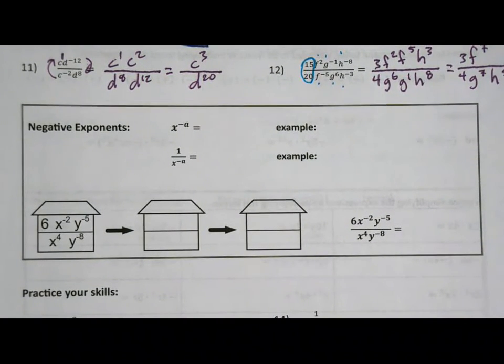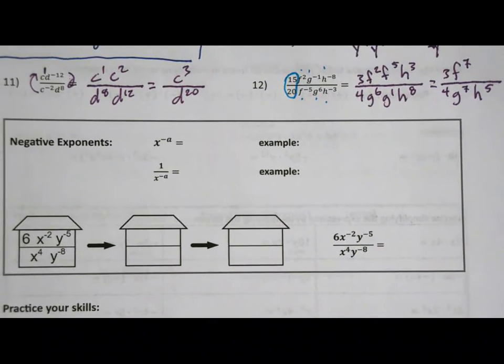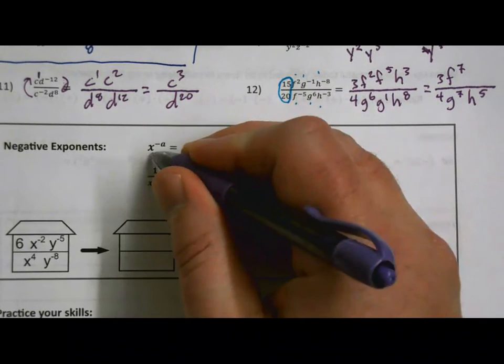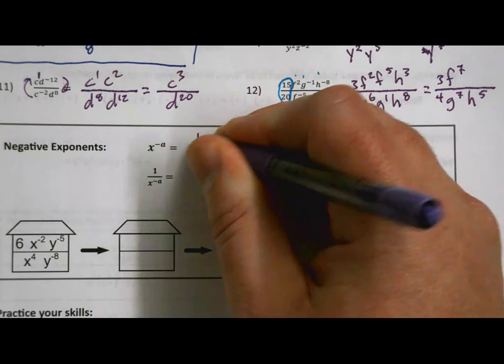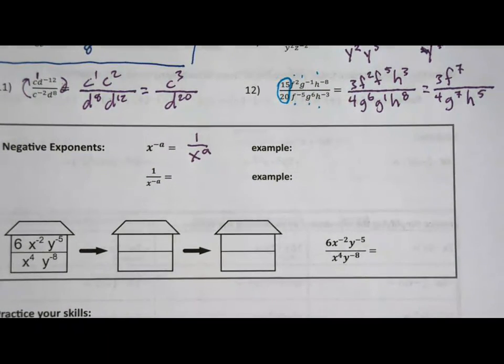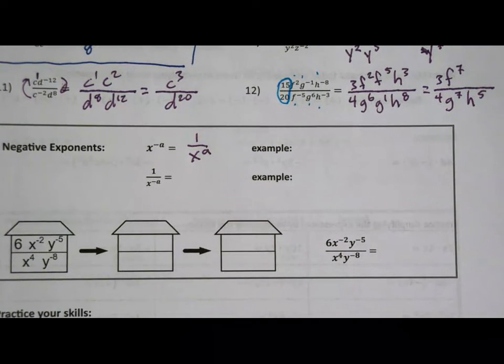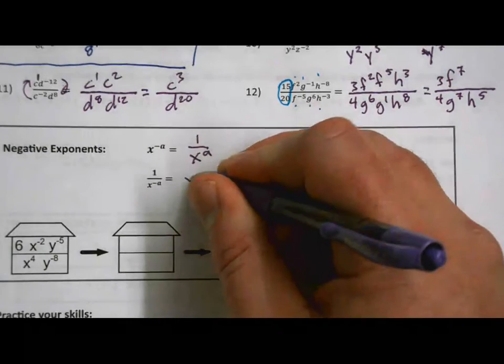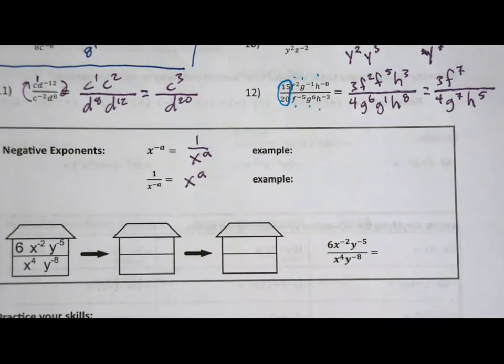Now that we've kind of got an idea how this works, main thing I need you to know, if I see something like x to the negative a, that's just 1 over x to the a. So if you see something with a negative exponent, you can just write 1 over that thing. Likewise, if I see 1 over something with a negative exponent, I can just move it up to the top.